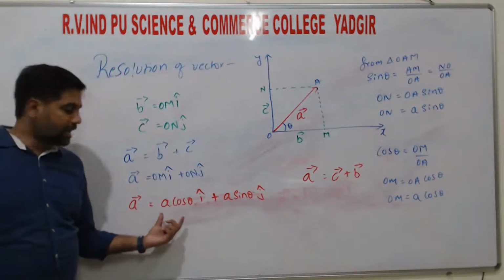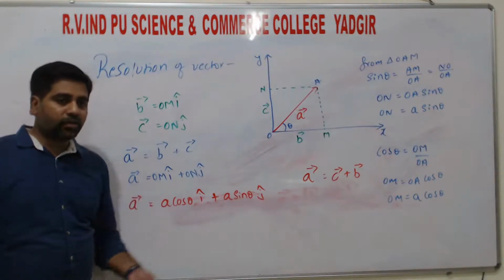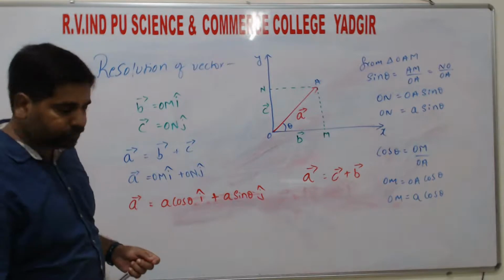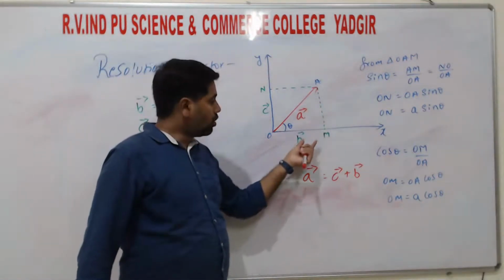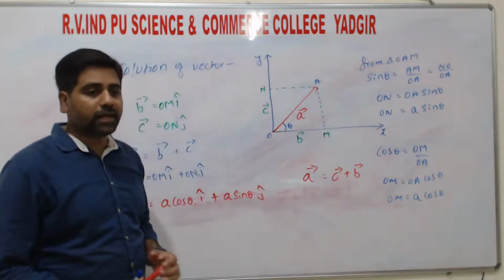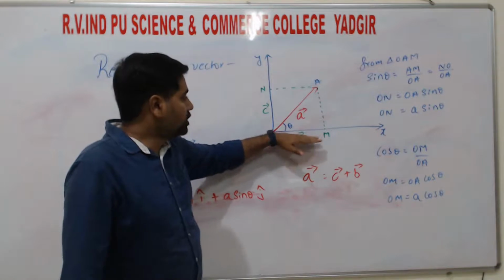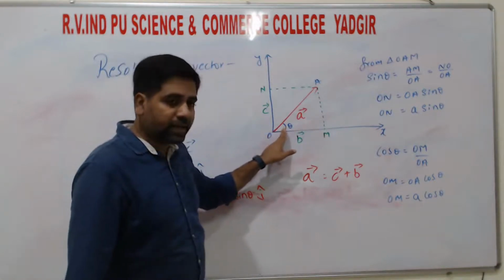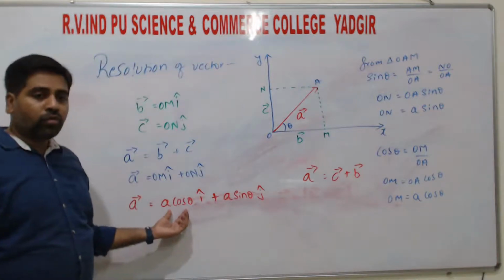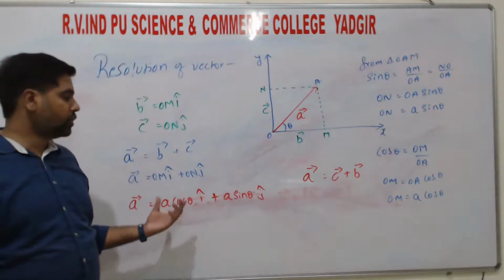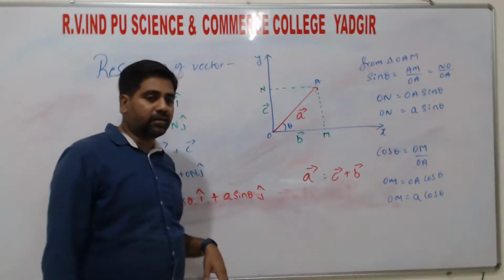So vector A can be written as A cos theta into i cap plus A sin theta into j cap. That means if we resolve any vector along horizontal and vertical, then the horizontal component, which makes an angle theta, is always the value A cos theta. The vertical component is always A sin theta, right?